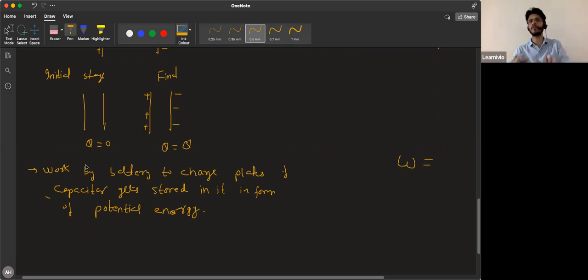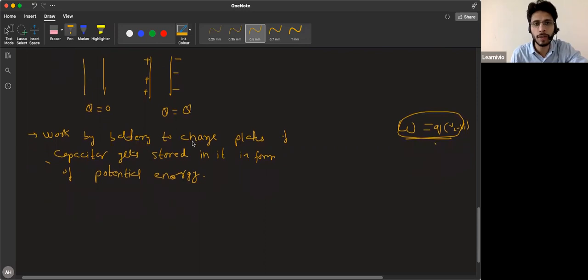F external dot dr, we can do that, but that would be a very, very lengthy calculation. If you try to calculate work done through the force, that will take too much time. The easier way is charge multiplied by potential difference. We will calculate work done through this path. That will be easier.